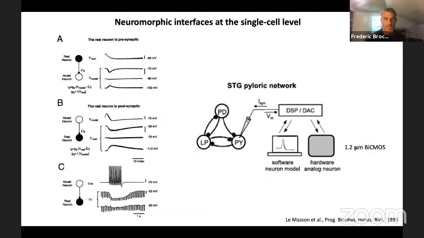More or less at the same time, in the mid-90s, there was this idea of making an artificial synapse between biological neurons and a model of a neuron. Back in the days, like in the 90s, computers were much slower than what we have now. So people were considering the option of making the model in hardware to be sure that the system was functioning in real time and that there was no delay.